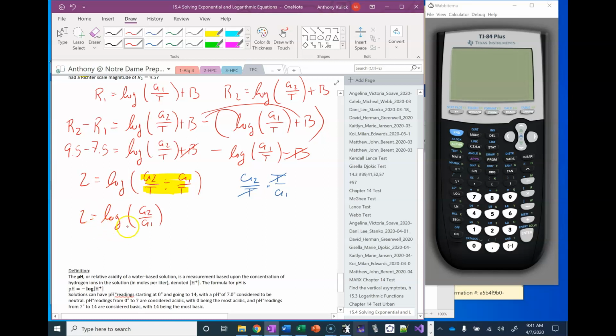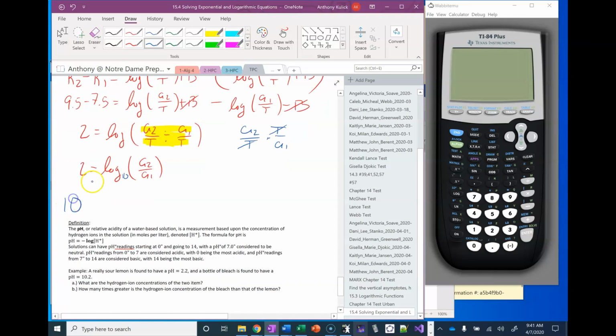So, to get the A2 over A1 by itself, which is our goal, I need to cancel out this logarithm. To cancel a logarithm, I need to use its corresponding exponent base. Since this is just written log, this is the common logarithm, and I know its log base is 10. So I'm going to use the exponent base 10 to both sides of this equation.